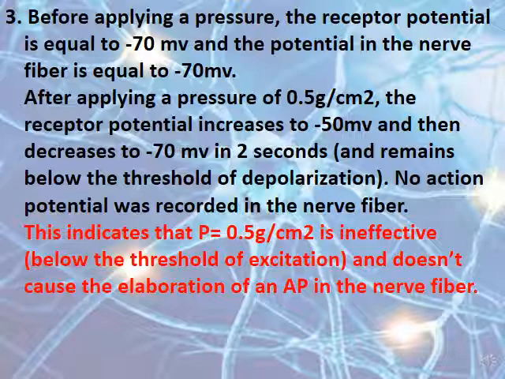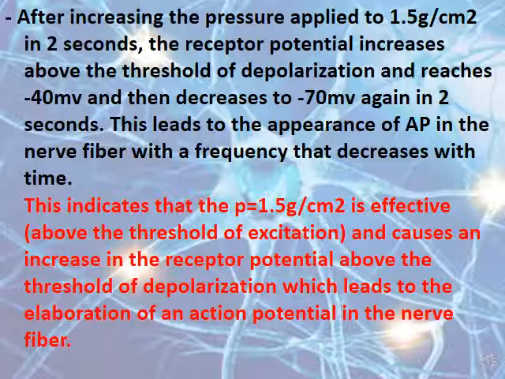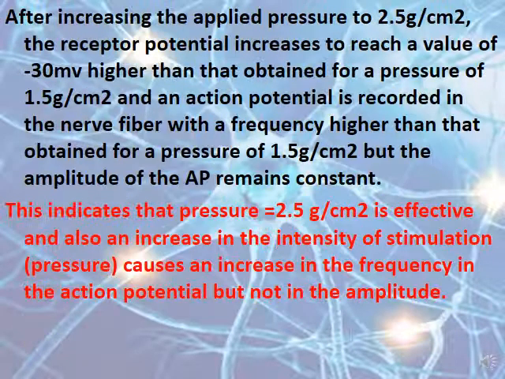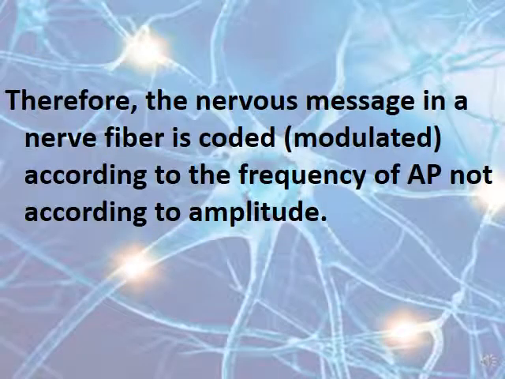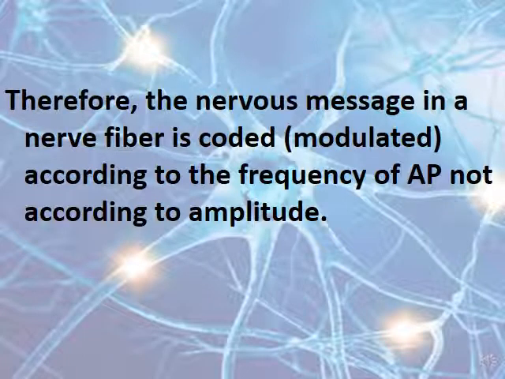It doesn't cause the elaboration of an action potential in the nerve fiber, while when it increases, the 1.5 is effective. It's above the threshold. It leads to elaboration of the action potential. While 2.5 gram per centimeter square is effective, it causes an increase in the stimulation. It causes the increase in the frequency of the action potential, but not in the amplitude. Pay attention to this. So, therefore, the nervous message in the nerve fiber is conducted, or modulated, according to the frequency of the action potential and not according to the amplitude. This is a very important note.